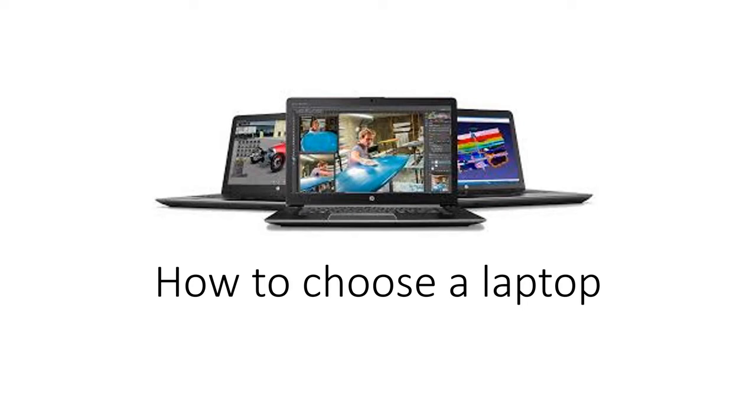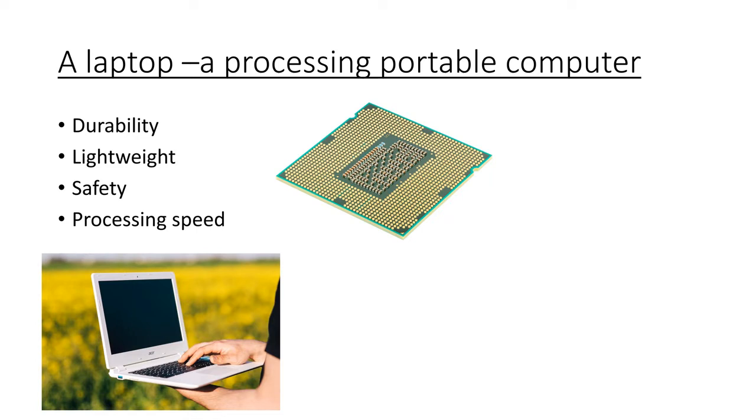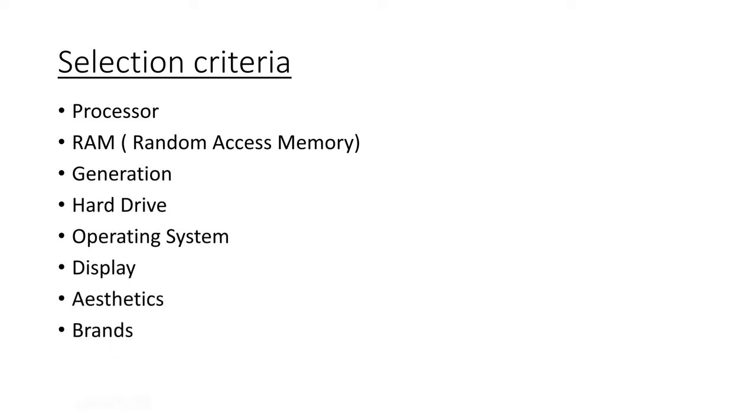How to choose a laptop? A laptop is a portable processing computer mainly designed for durability, light weight, safety, and processing speed. The selection criteria go by its processor, RAM, generation, hard drive, operating system, display, aesthetics, brands, and warranty. Today in this video, we are going to discuss these criteria to choose a laptop.